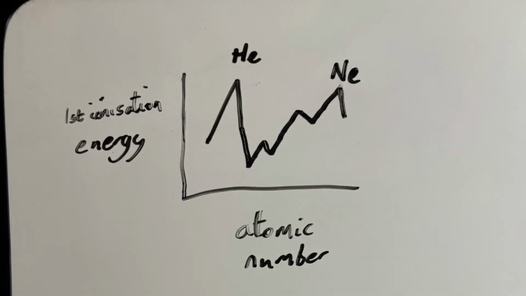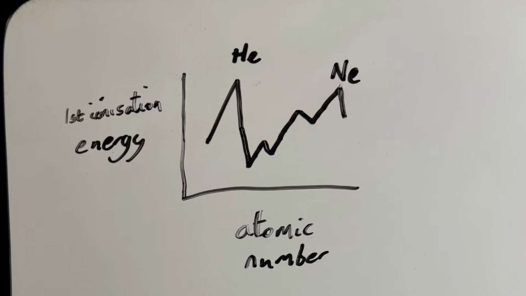Now, across a period, ionization energy would look something like this, and as you can see there are 2 peaks at helium and at neon. And hopefully it's nice and obvious why, but in case it's not, it's because they're noble gases, so they already have a full outer shell of electrons.